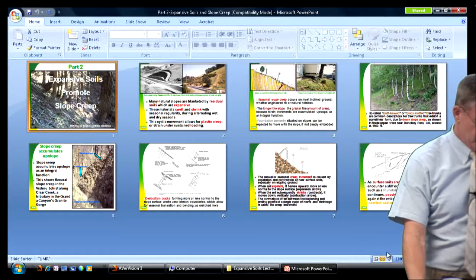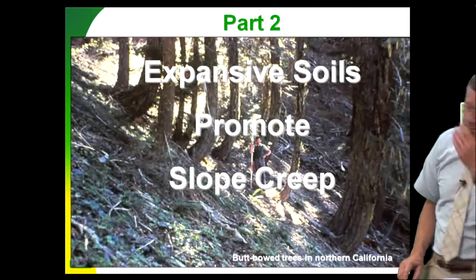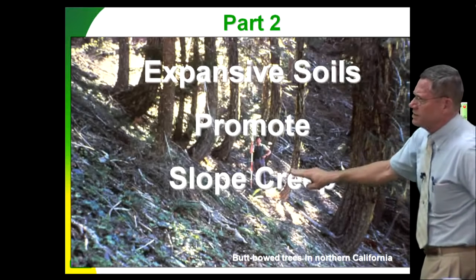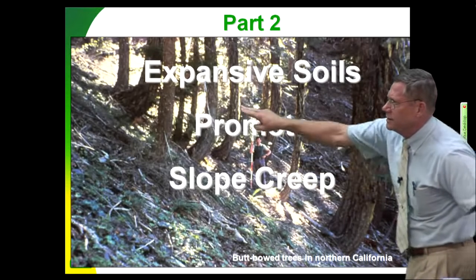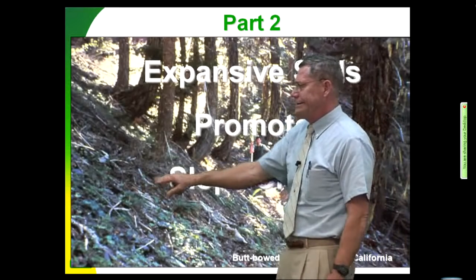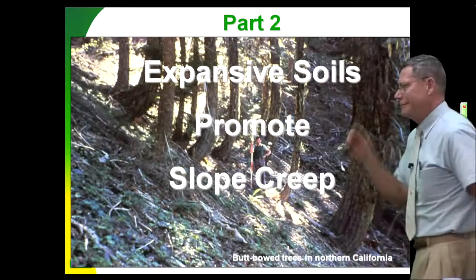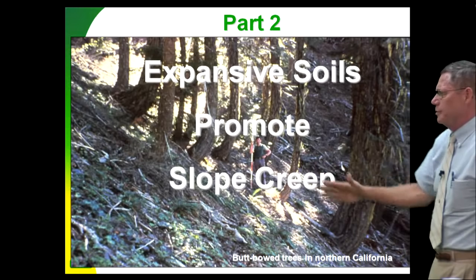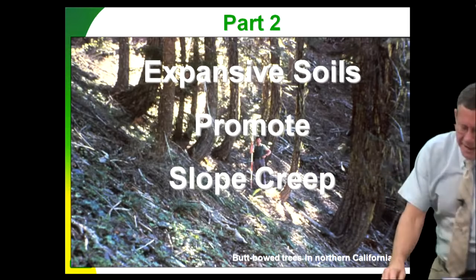Okay, expansive soils promote slope creep. So we go out in the forest and we see these butt-bowed trees come down and turn in, like you see all of these right here down in Tennessee. This is along Shawnee Ridge between Memphis and Dyersburg area. All that slope is moving around all the time.